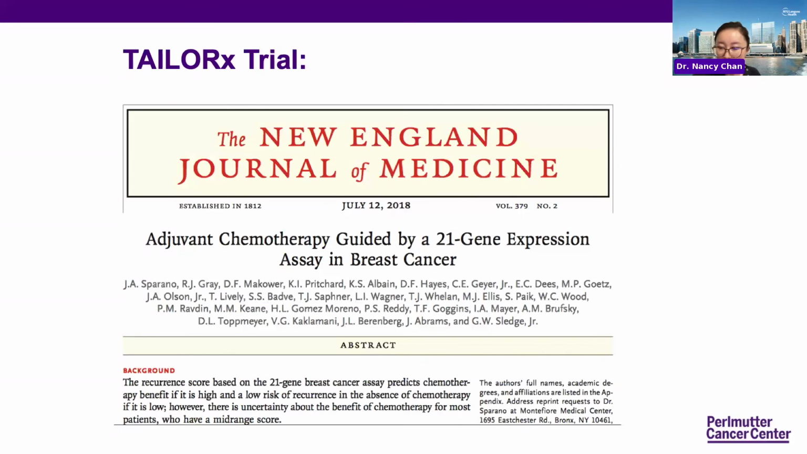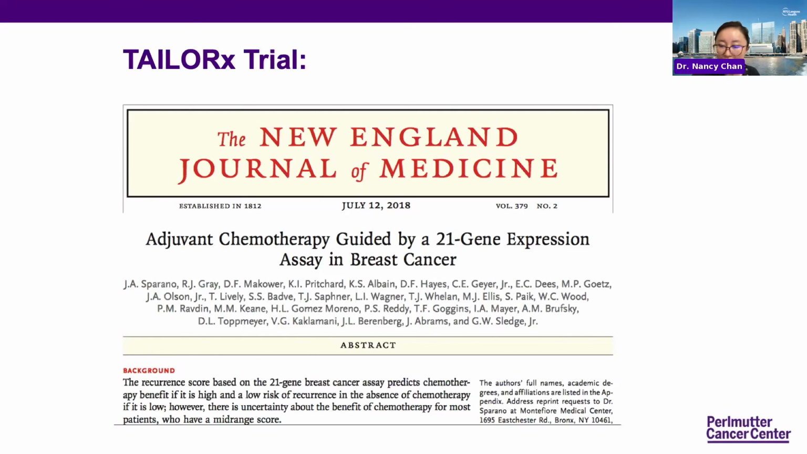But as all of my colleagues have described, when we have a very relevant clinical question about how we should be treating a certain subtype of breast cancer, really the definitive way of determining what is the right thing to do for a patient is to conduct a randomized trial. And so this is the TAILOR-X trial that randomized 10,000 women. So this was a huge study.